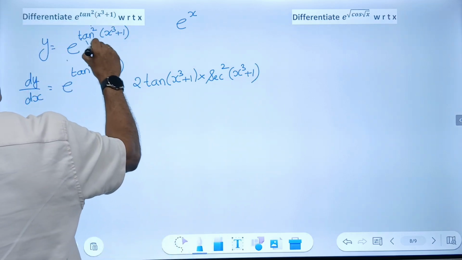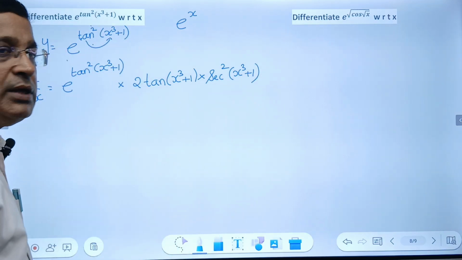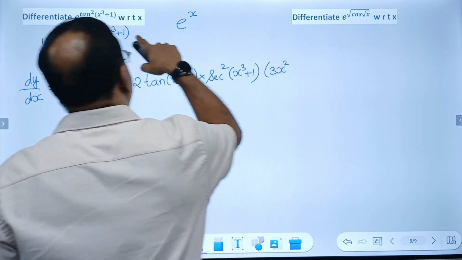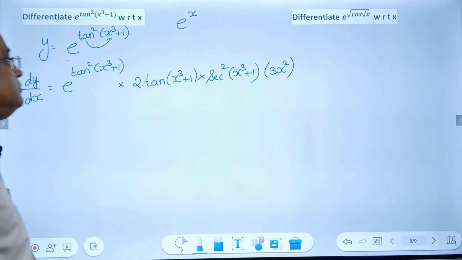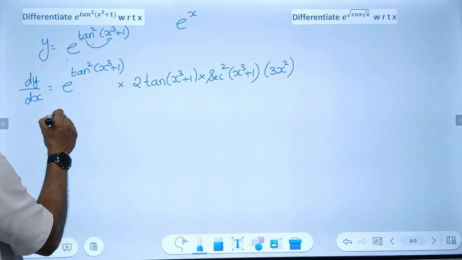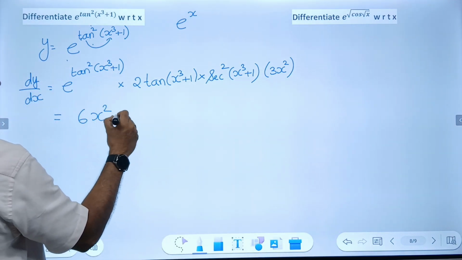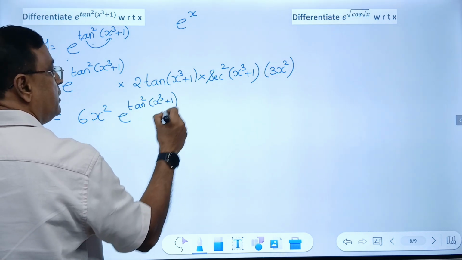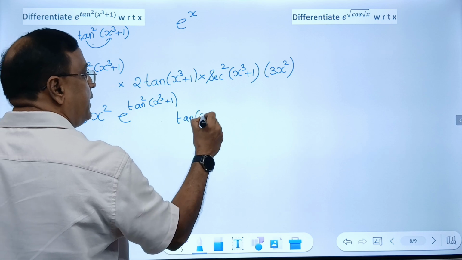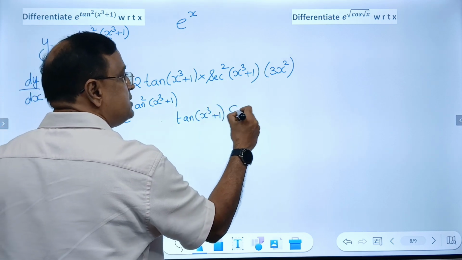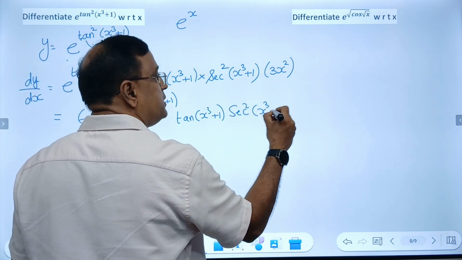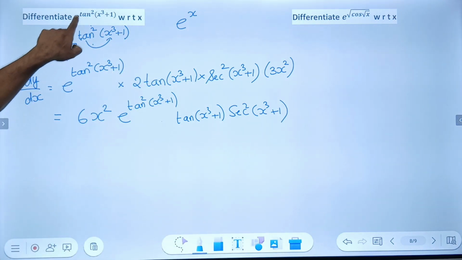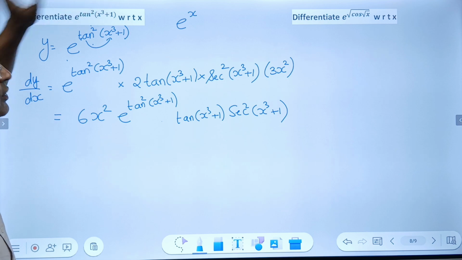After dealing with tan, what do I differentiate? X cube plus 1. What is the differentiation of x cube plus 1? 3x square. And differentiation of 1 is 0. So, if you want, you can simplify this. This is 6x square e to the power of tan square x cube plus 1 into tan x cube plus 1 into secant square x cube plus 1. Simple. First I differentiate e power, then normal differentiation.